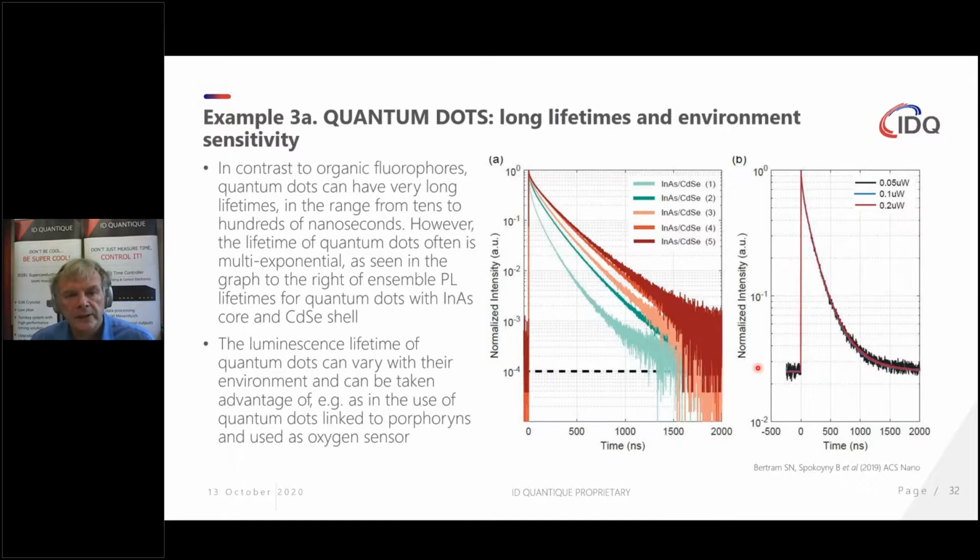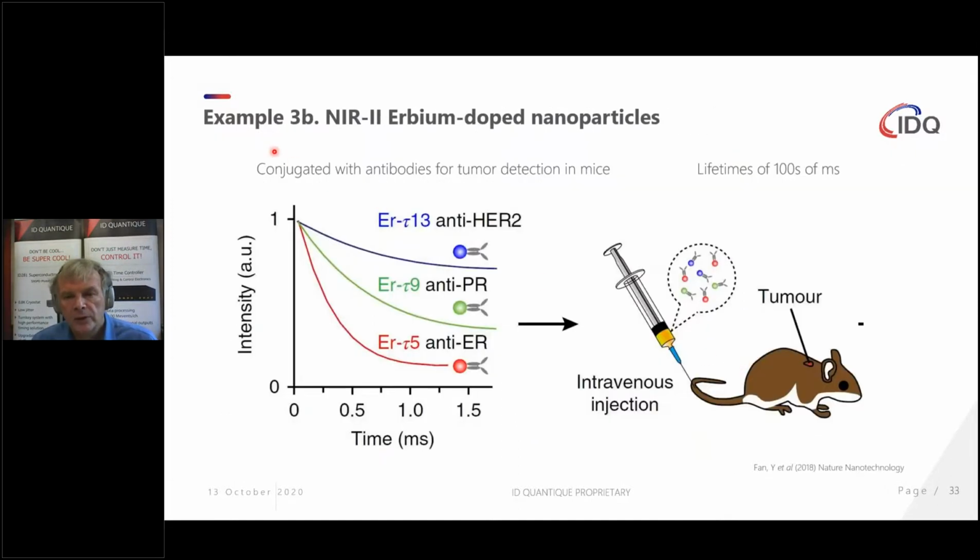On the next slide, I show another example of the use of quantum dots. Here, the quantum dots have been conjugated to antibodies. If you look on the left-hand graph, the top line is HER2. HER2 is an antigen that relates to, it's one of the cancer antigens. So if you have an antibody called anti-HER2, you conjugate it to your quantum dots, and you can measure its lifetime.